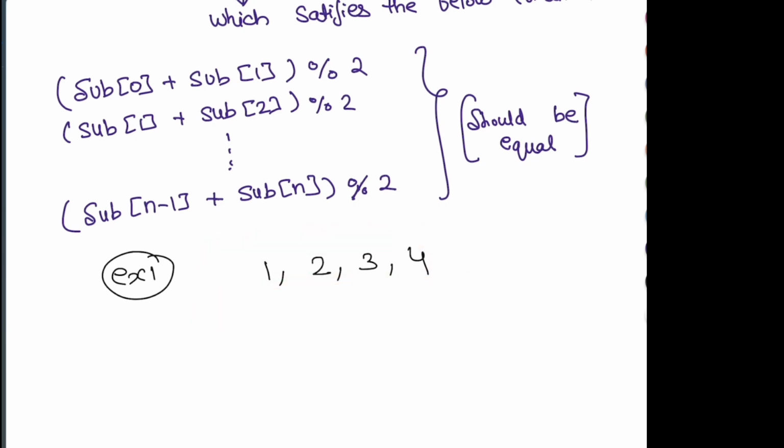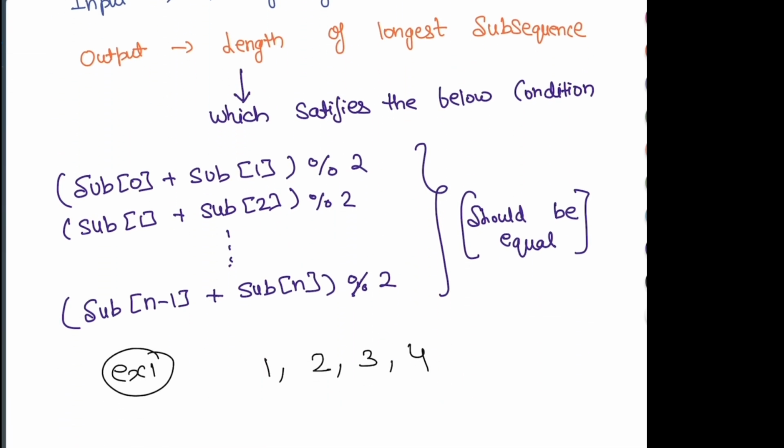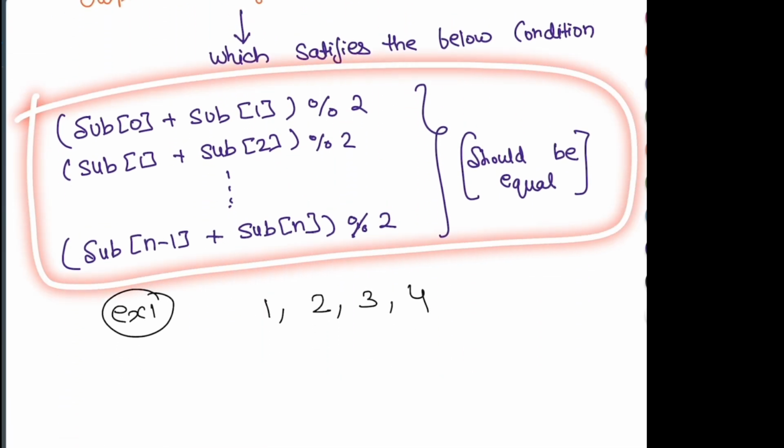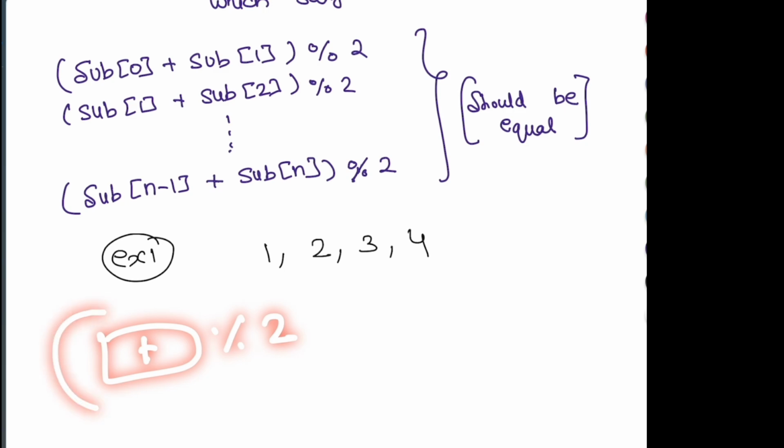So now we know the concept of subsequence. Now we need to find the longest subsequence from this array that can satisfy the below condition. The condition is that every two consecutive elements in the subsequence, when added and taken mod with 2, will produce the same output. So let us try the brute force approach.